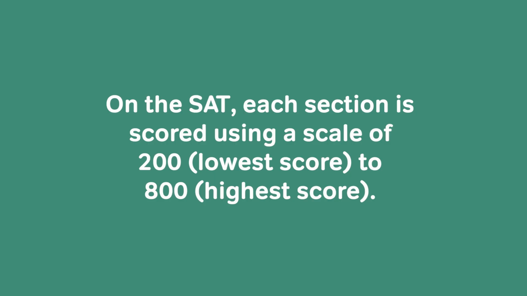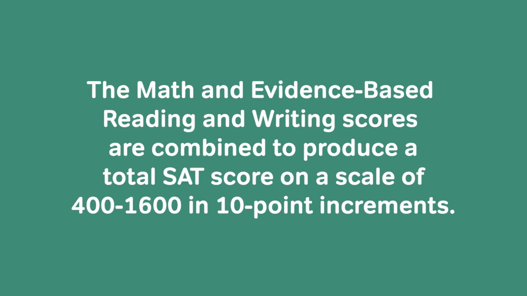On the SAT, each section is scored using a scale of 200, lowest score, to 800, highest score. The math and evidence-based reading and writing scores are combined to produce a total SAT score on a scale of 400 to 1600 in 10-point increments.